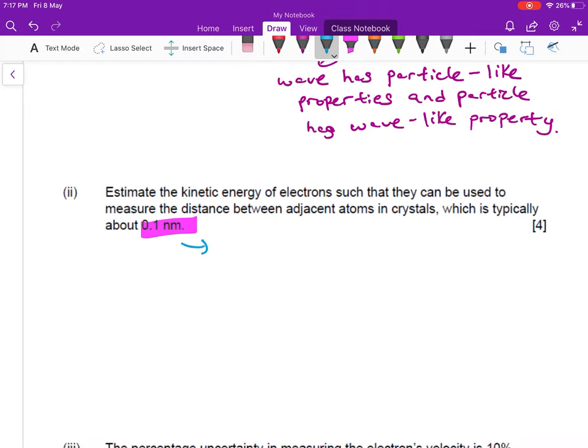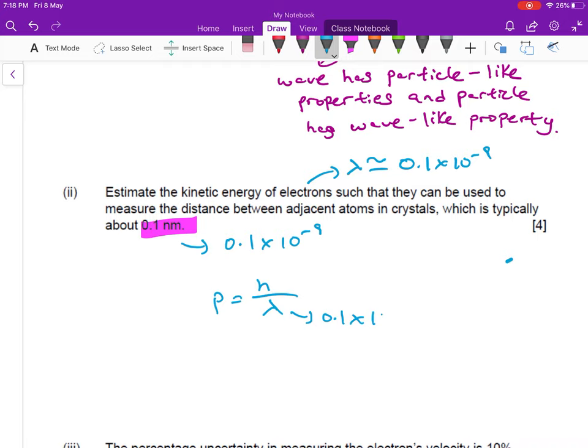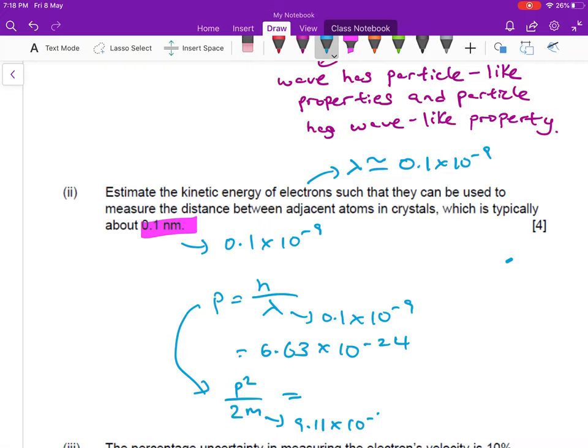Estimate the kinetic energy of electrons such that they can be used to measure the distance between adjacent atoms in a crystal, which is typically 0.1 nanometer. So 0.1 nanometer is 0.1×10^-9. So the de Broglie wavelength of the electron should be in the order of 0.1×10^-9. What is the momentum? With the de Broglie wavelength, I can find the momentum: 6.63×10^-34 divided by 0.1×10^-9, about 6.63×10^-24. This is the momentum.